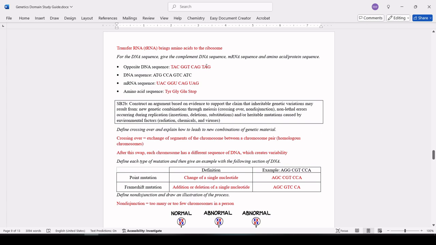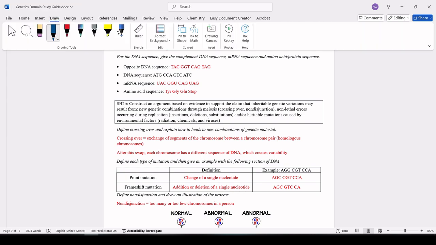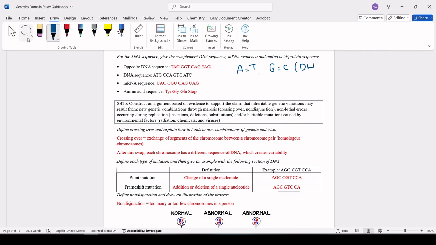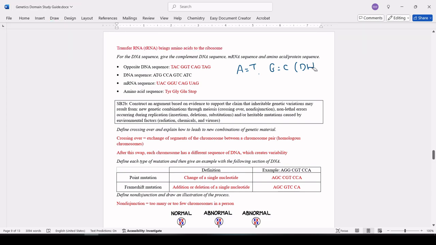You also need to be able to use the base pairing to figure out the different sequences. So what is given in black here is the original sequence. And so as a reminder, when we're doing this DNA sequencing, A pairs with T and G pairs with C for DNA. Okay, this is specifically DNA.